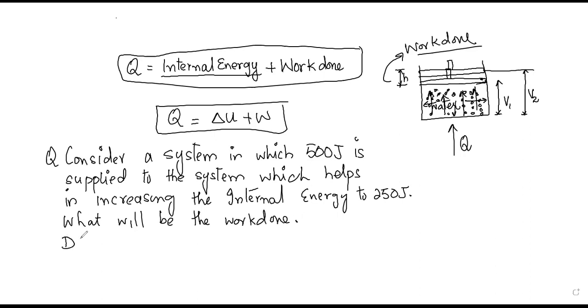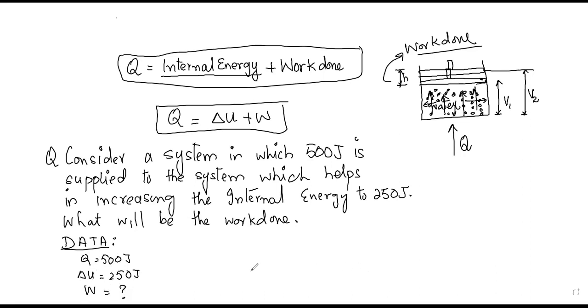We can find it easily. First we will write the data, where we write the given things: heat supplied is 500 joules, the internal energy is 250 joules, and the work done we're going to find. So it is easy to find.